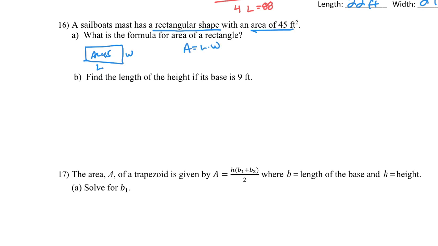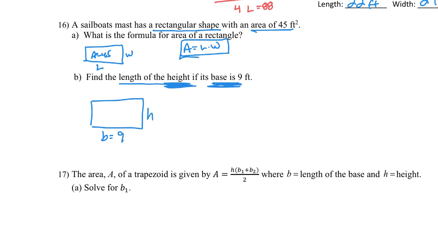So, part B. And that's really all they wanted for this one, okay? Part B says find the length of the height if the base is 9. So I'm going to redraw that rectangle here a little bit larger. They're referring to the sides, instead of length and width, as the height and the base. Well, here would be the base, and that's 9. This would be the height, and that's our question mark.